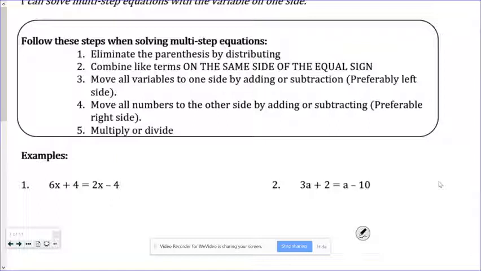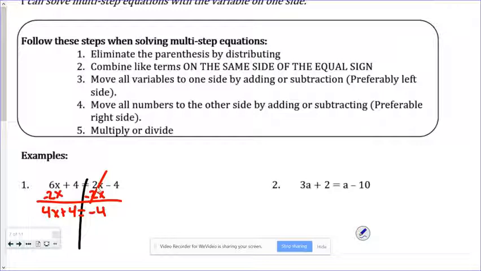So I'm going to draw my fence down the equal sign and look at my two variable numbers. So I have a 6x and I have a 2x. The smaller of the two is the one you want to move. So I'm going to move this 2x over by subtracting 2x from both sides. Okay, so then I have 4x plus 4 equals negative 4.